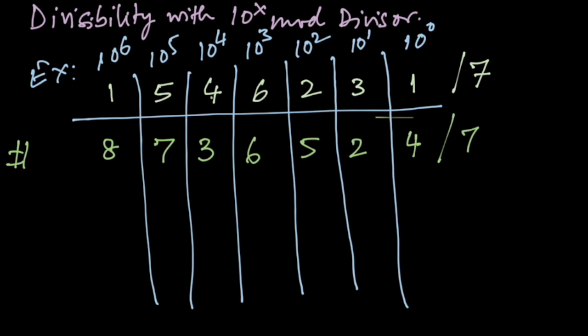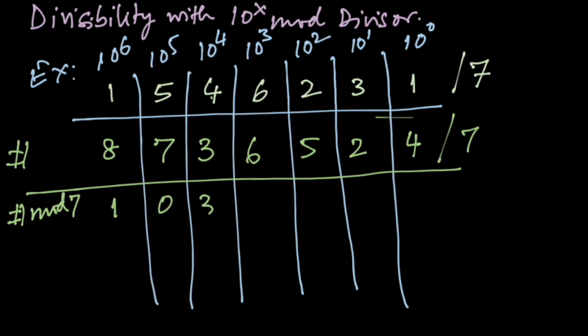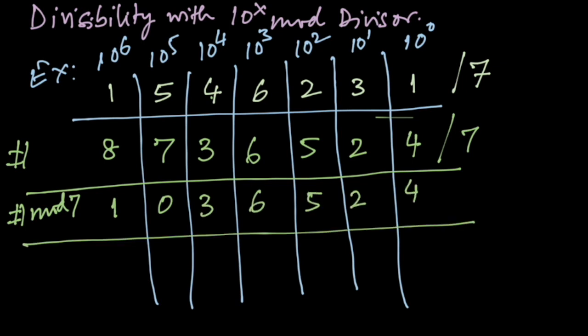So what we will do, we will calculate the remainder for each of these digits when divided by 7. So 8 by 7, the remainder is 1. 7 by 7, the remainder is 0. 3 by 7, the remainder is 3. 6 by 7, the remainder is 6. 5 by 7, the remainder is 5, and the same way for 2 and 4.